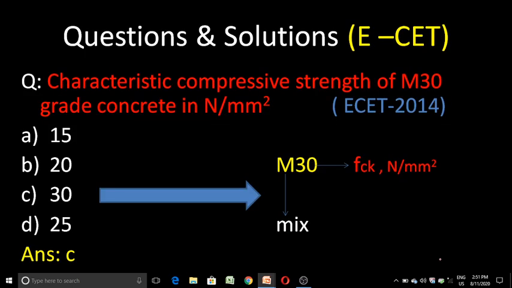So that's all about our grade of concrete. Now we'll see some questions which are asked in ESET as well as SSC JE. Let us start with the ESET questions.